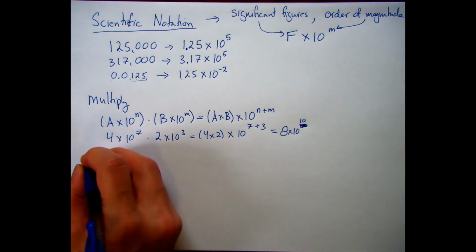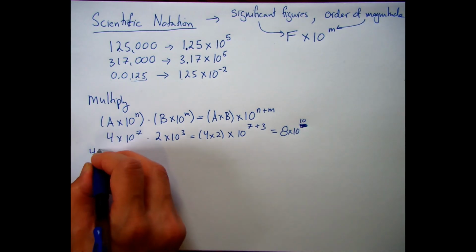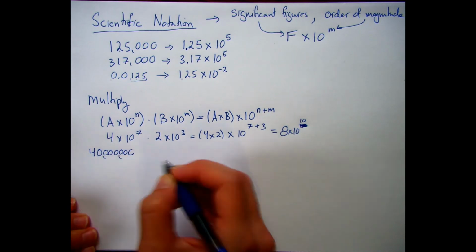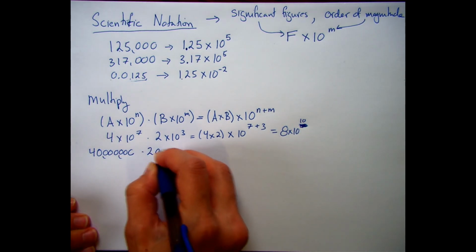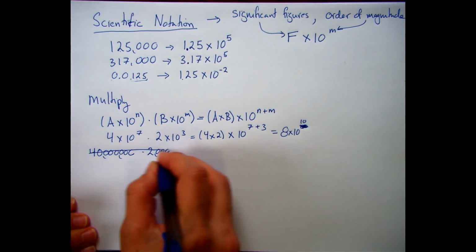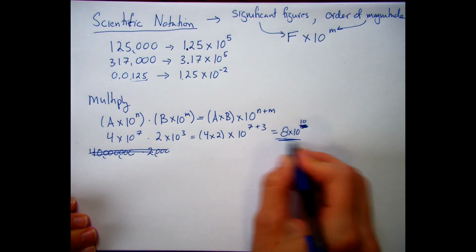And we could, of course, write them out in standard notation. So 4 and 7 zeros, 1, 2, 3, 4, 5, 6, 7. And 2 and 3 zeros, 1, 2, 3. And you could do that, but that's just like too many zeros to keep track of. So we don't do it that way. We do it this way instead.